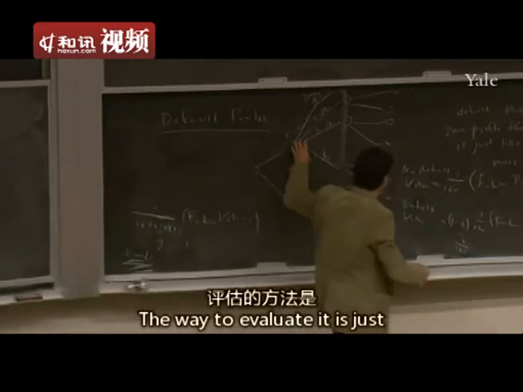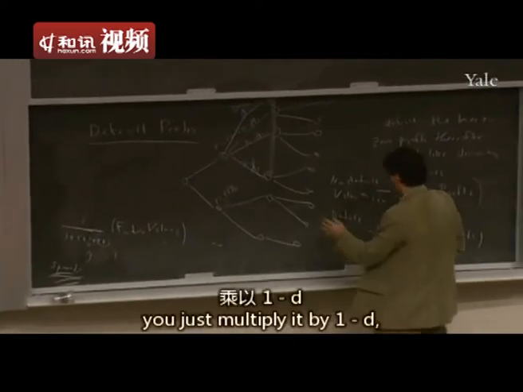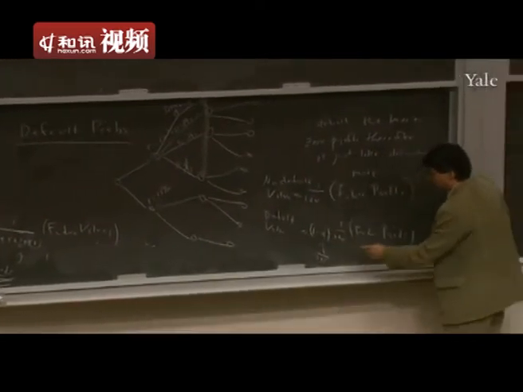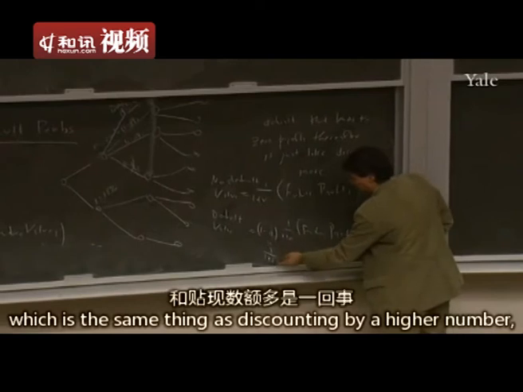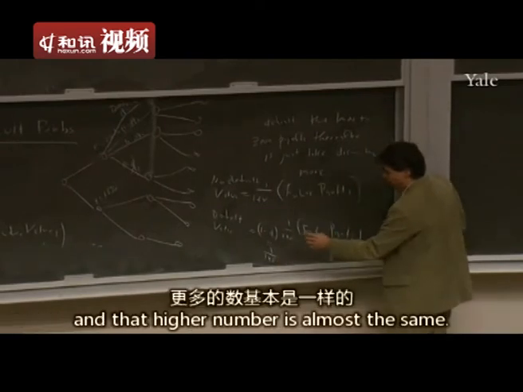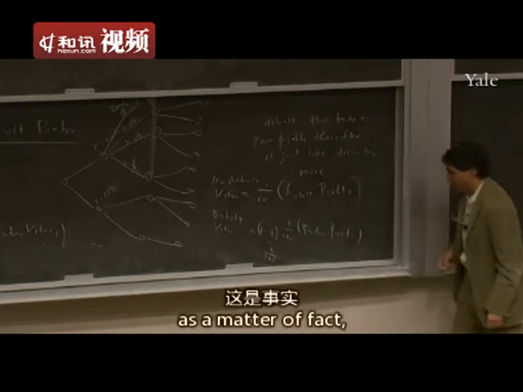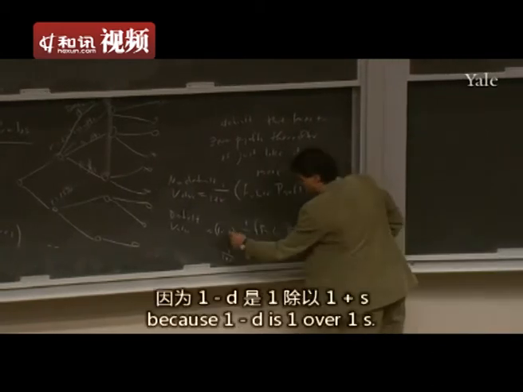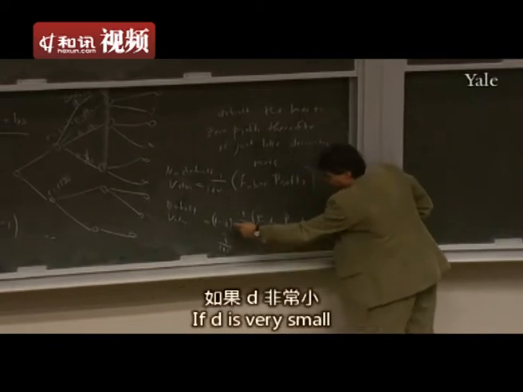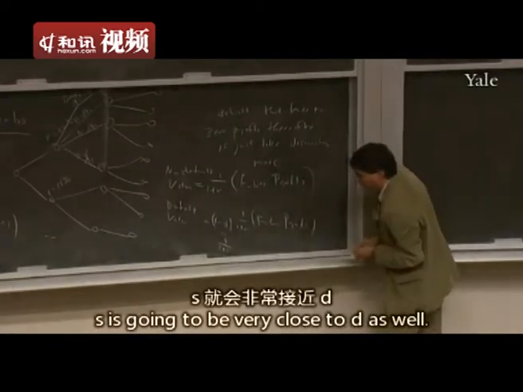The way to evaluate it is you just multiply by 1 minus D, which is the same thing as discounting by a higher number, and that higher number is very close to R plus D, as a matter of fact, because 1 minus D is 1 over 1 plus S. If D is very small, S is going to be very close to D as well.